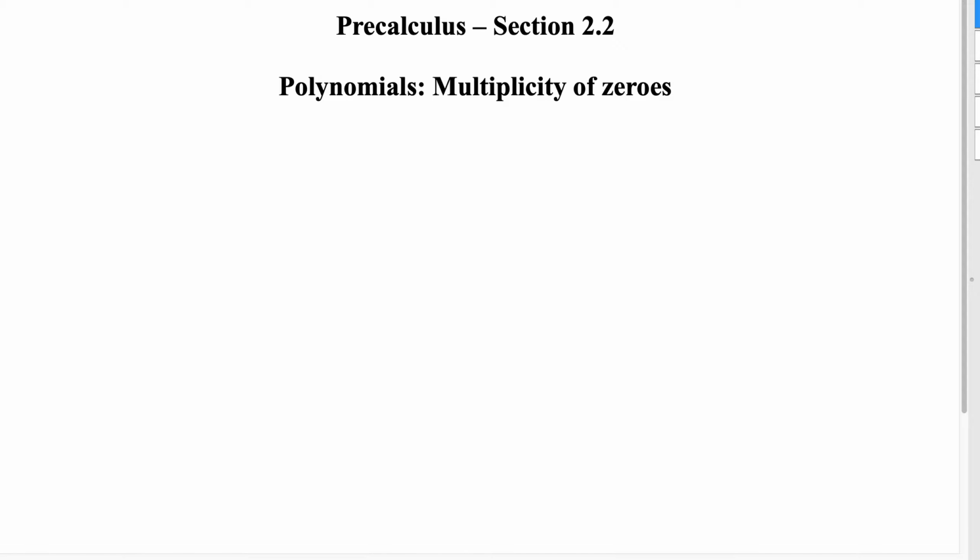Okay, folks, so now we're going to talk about something called multiplicity of zeros. Now, multiplicity is a concept you've heard of, like multiples, right? Like multiples of 9, 18, 27, and so on. Well, how many times we're multiplying, right? By 2, by 3, and so on.